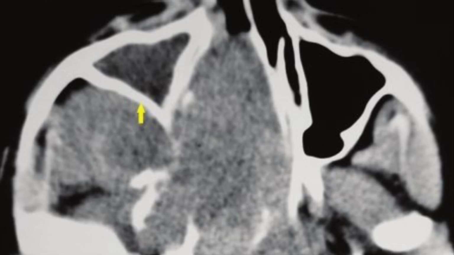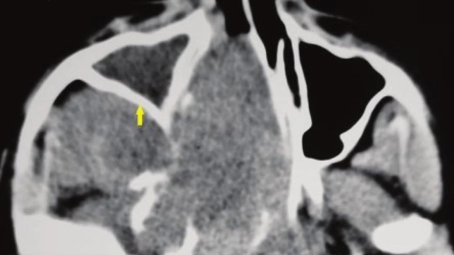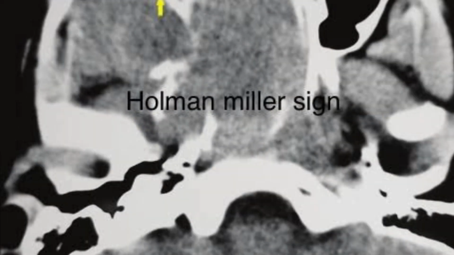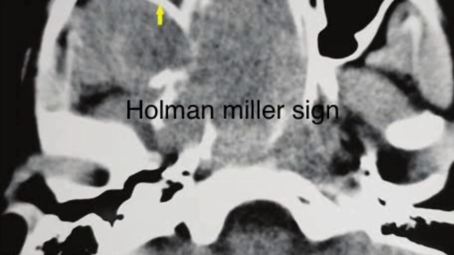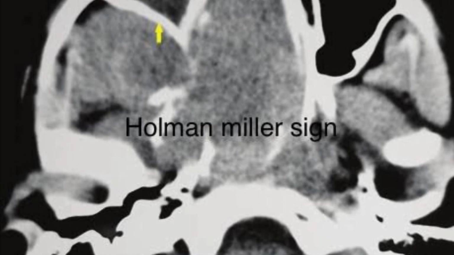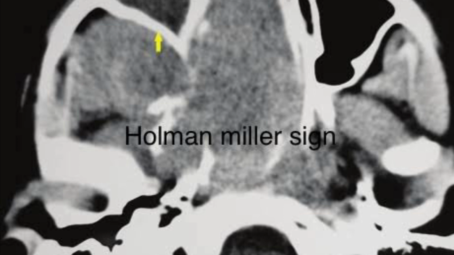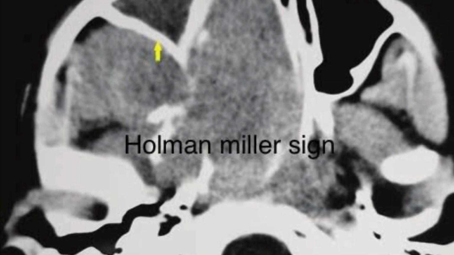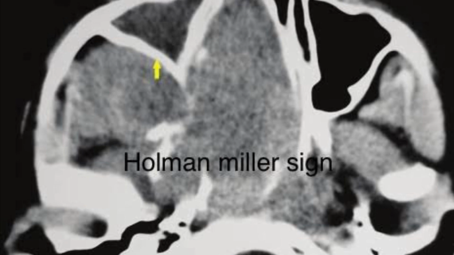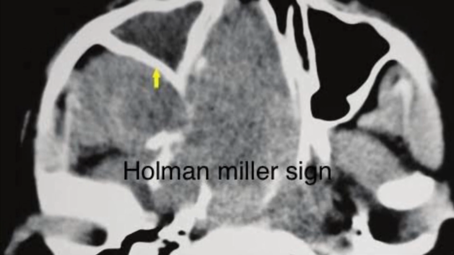So on CT you can see erosion of the posterior bony margin of the sphenopalatine foramen, and this is the Holman-Miller sign. What is the Holman-Miller sign? If the tumor is pushing or anteriorly bowing the posterior maxillary sinus wall, it is suggestive of angiofibroma.